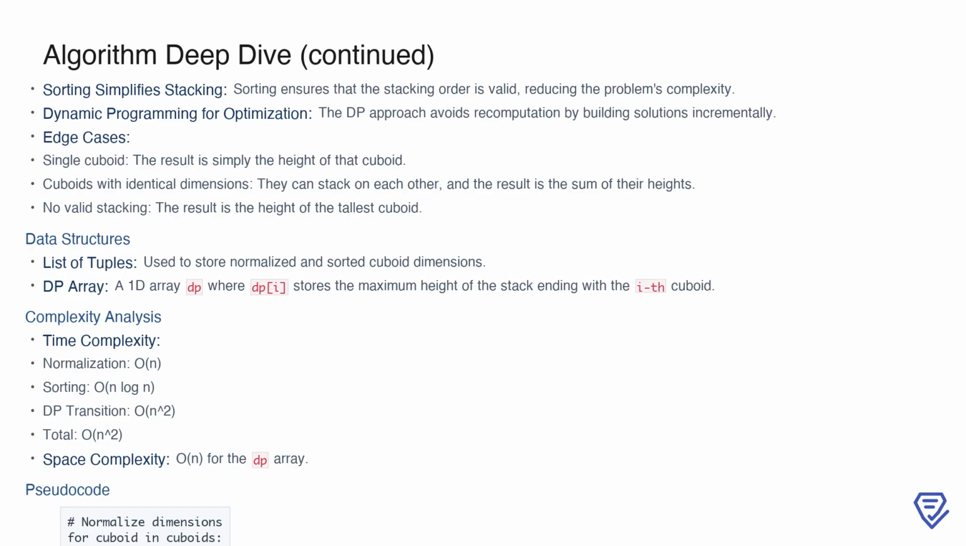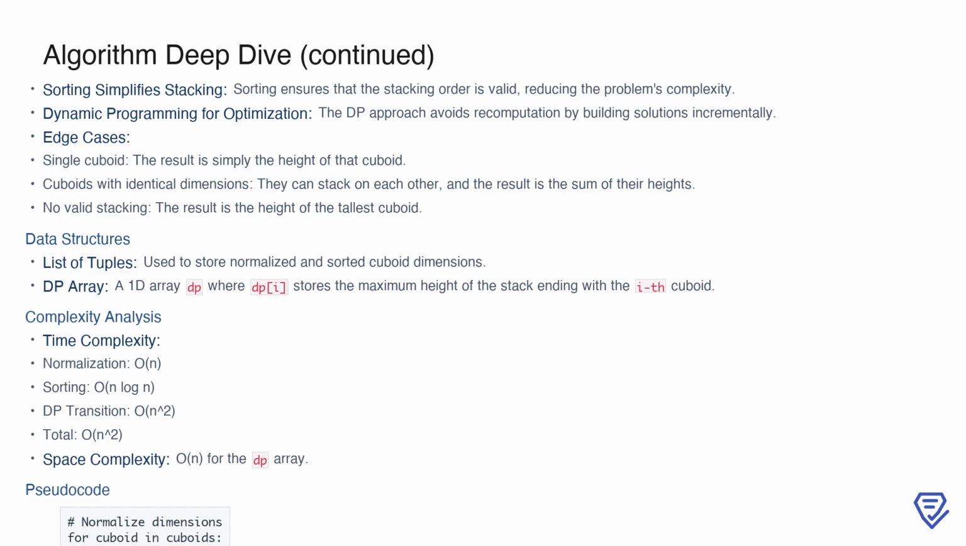We also need to handle edge cases, such as when there is only one cuboid, where the result is simply the height of that cuboid. Similarly, if all cuboids have identical dimensions, they can stack perfectly, and the result is the sum of their heights. If no valid stacking is possible, the result is just the height of the tallest cuboid.